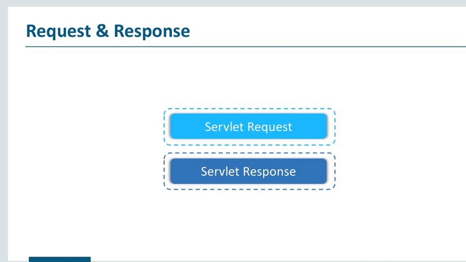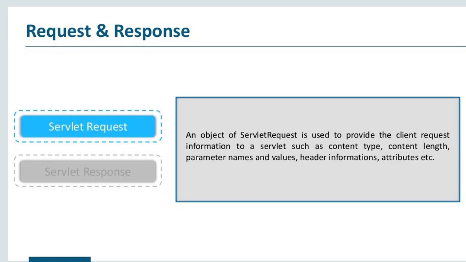So request and response. As I told you, the web container will create the request and response objects. So what is the use of the servlet request? The object of the servlet request is used to provide client request information to the servlet, whatever the client is trying to request. What are those? The content type, the content length, content names and values, header information, attributes, etc.